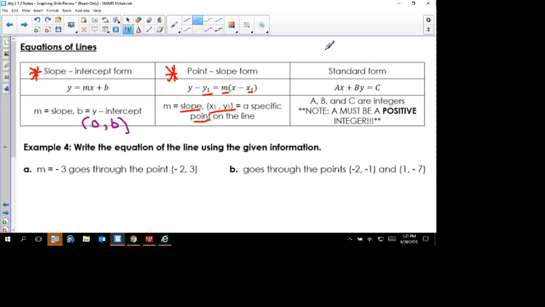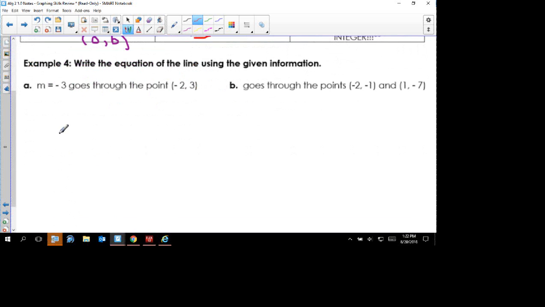Example 4. Write the equation of the line using the given information. What information am I given? What's this thing? M. What is that? That's the slope. And what's this over here? A point. Which formula should I use? Point-slope form. If we don't have it memorized, let's write it. Y minus y1 equals m parenthesis, x minus x1. That's point-slope form. And we're going to keep writing until we have it memorized.